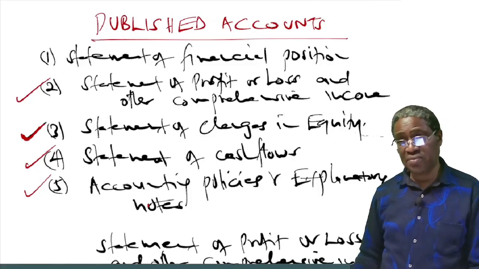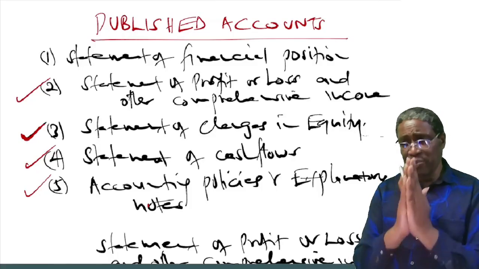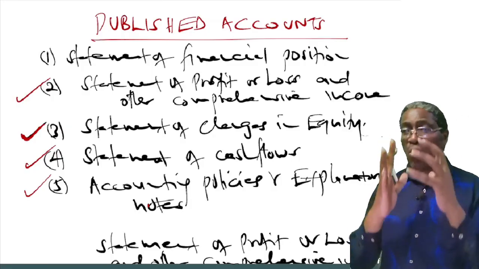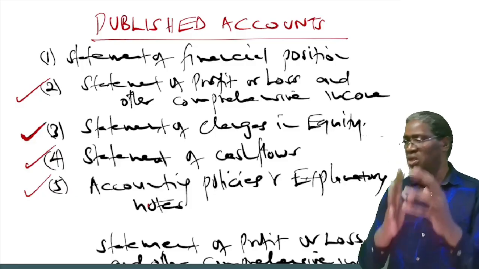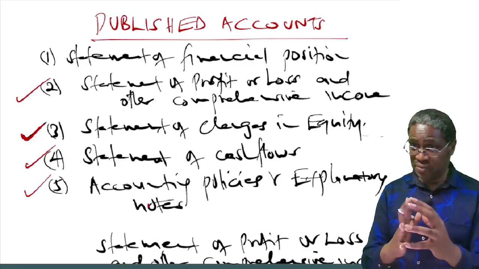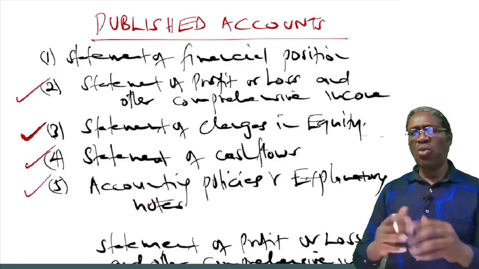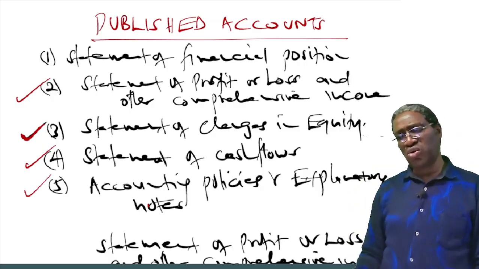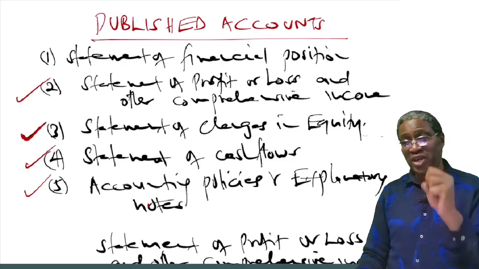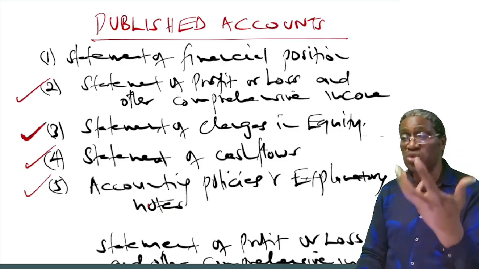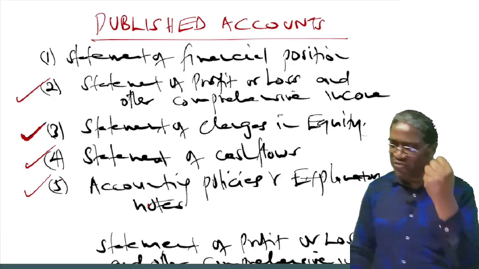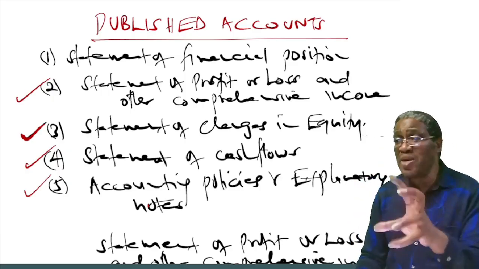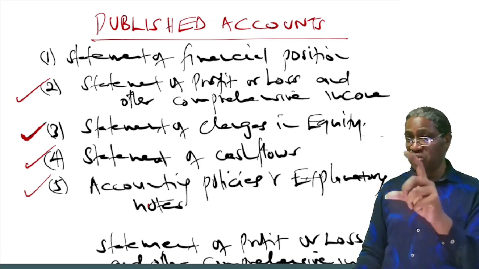We said this. When you are a public company, you are required to prepare a complete set of financial statements for publication purposes. Then we said, what should you include as a company? What should you include in your complete set of financial statements for publication purposes? We said there are 5 components that should be included whenever you are preparing published accounts for publication purposes.